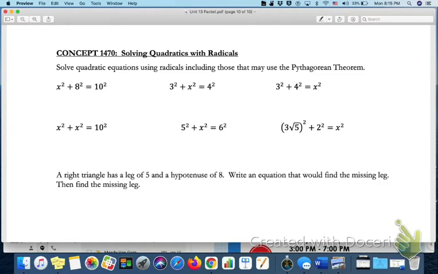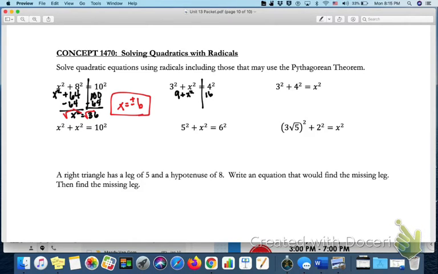The first one, x squared plus 8 squared equals 10 squared. Simplify all of those to give us x squared plus 64 equals 100. Solve this now like a two-step equation. Subtract 64 on each side, and x squared equals 36. To get rid of the squared sign, we need to take the square root of each side, so x equals positive or negative 6.